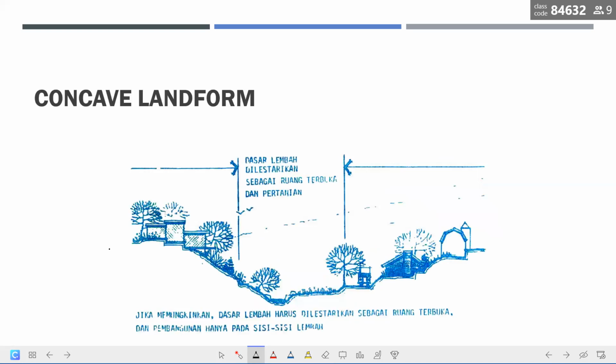This is an illustration of a combination of different landforms, convex and concave. Here, the concave area is used as an open space and kept as natural as possible. Whereas the convex areas are dedicated to situating built-up areas and other circulatory functions.